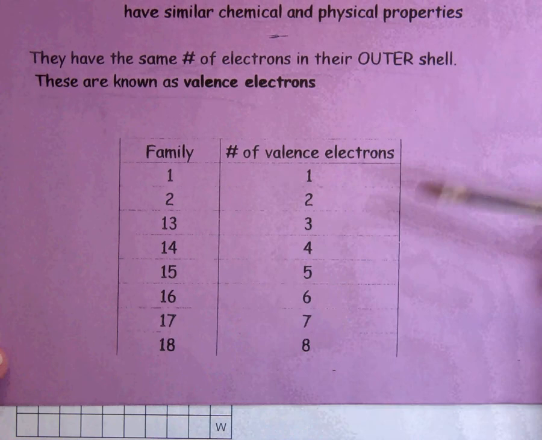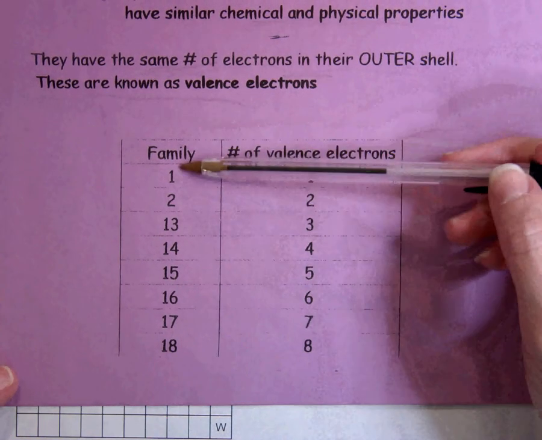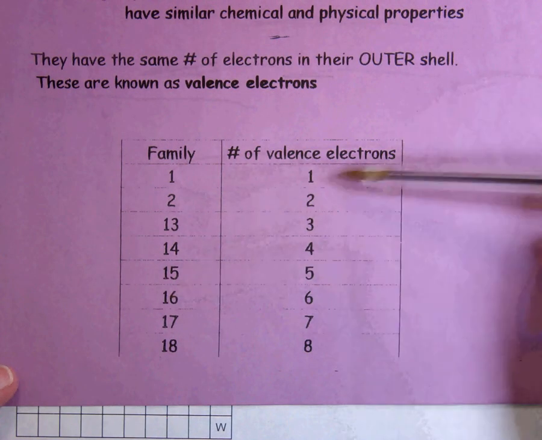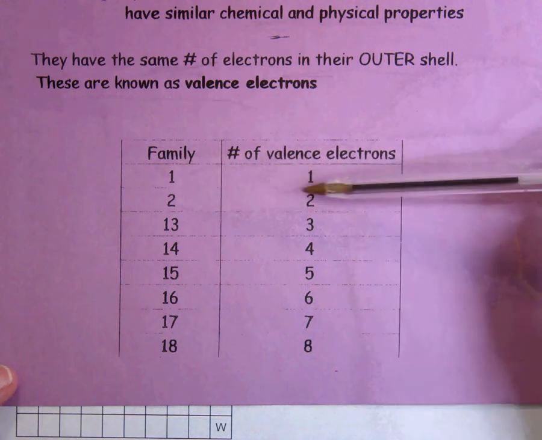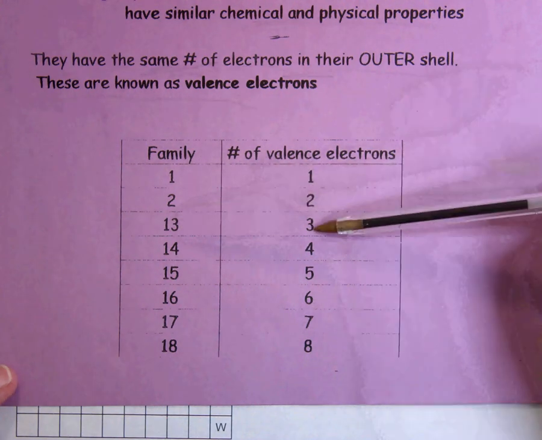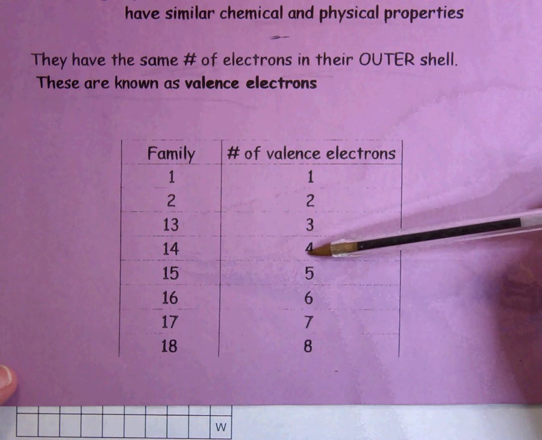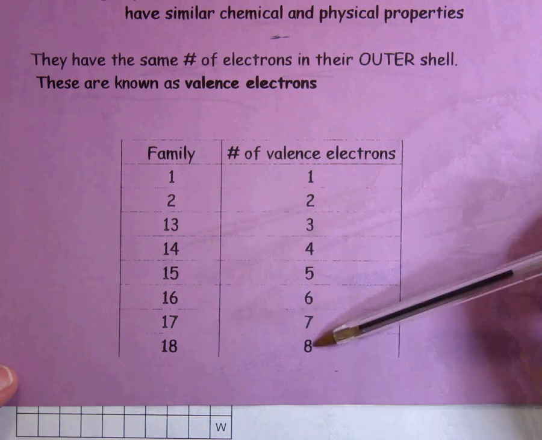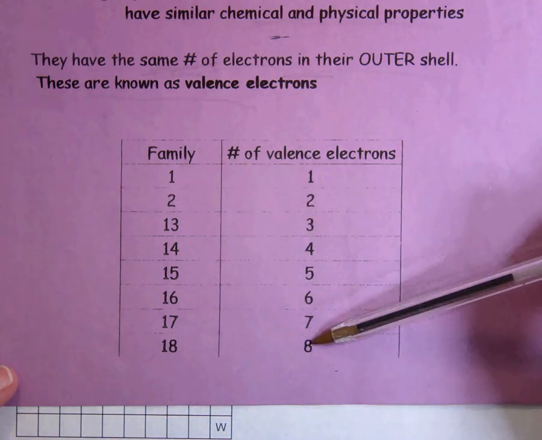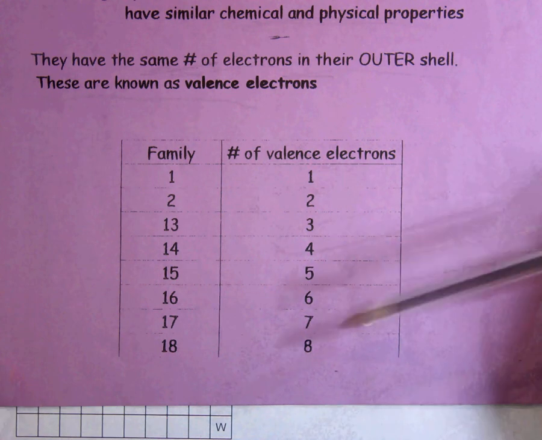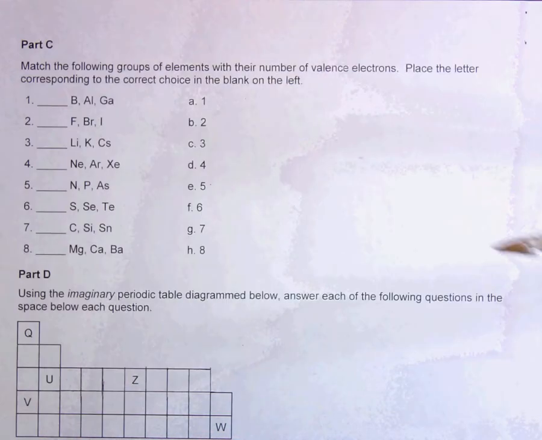But it has a chart down here that tells you the family or group number and their number of valence electrons. Notice that it matches up 1 and 1, 2 and 2, 3 and 13 and 3, 4 and 14 and 4, and so on down the way. So it's always the last digit of that group number that tells us the number of valence electrons. So all you have to do is look up that group number.